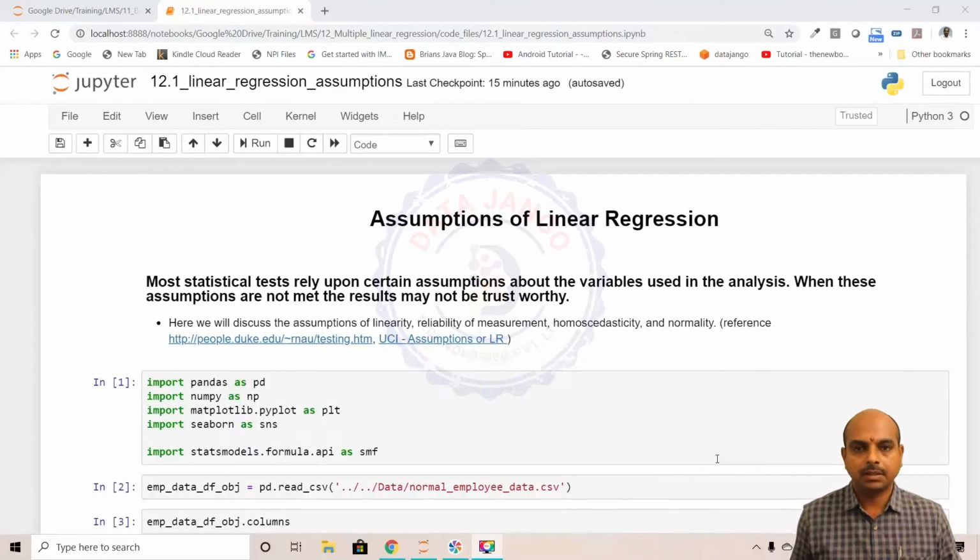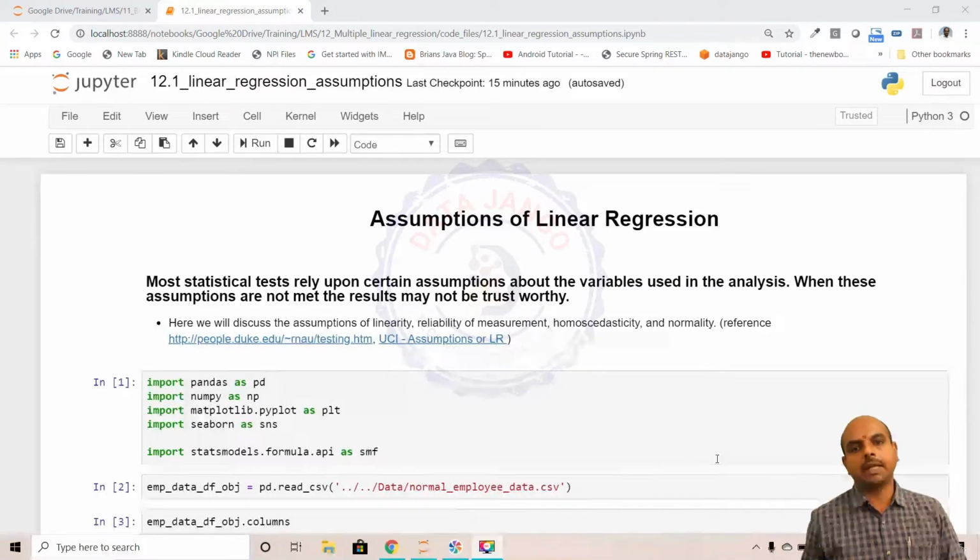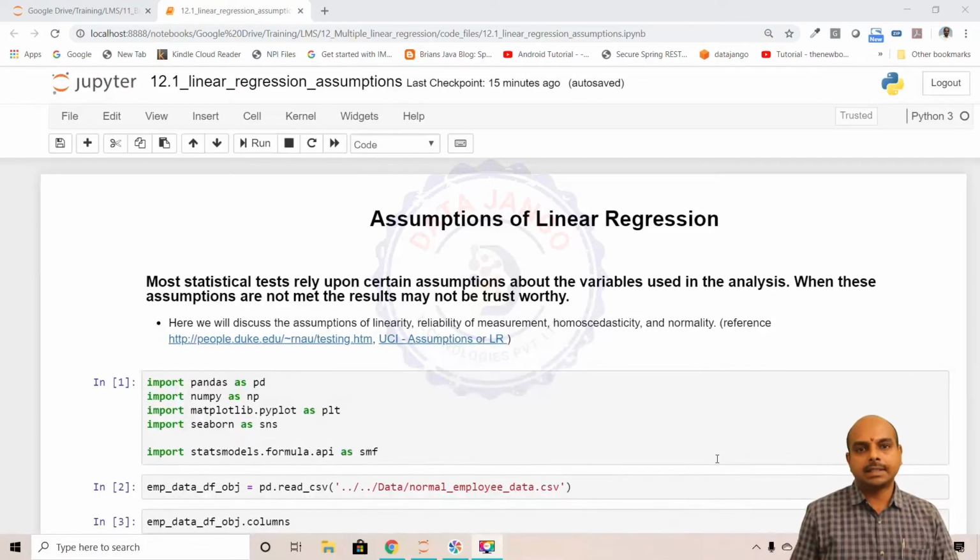Hello and welcome back. Let us try to understand more about multiple linear regression. Before we understand or use multiple linear regression, we need to understand the assumptions of linear regression. Any statistical test will have some assumptions about data. If the data is not satisfying the assumptions, the results or the statistics, the outcome given by the statistical test are not reliable. So linear regression also has got some assumptions about data.